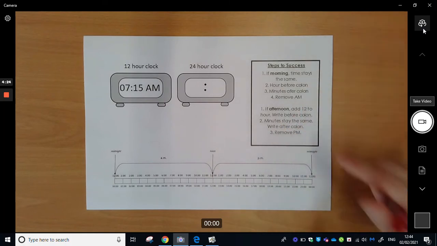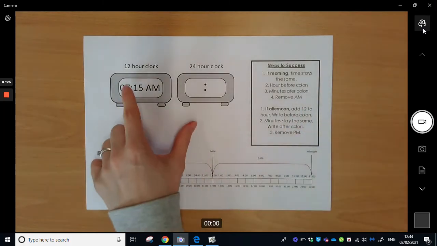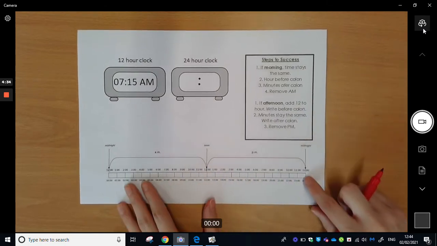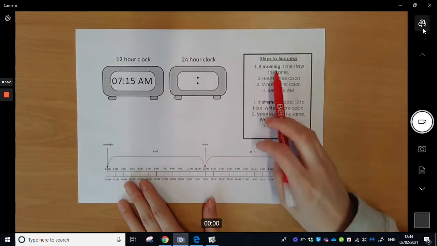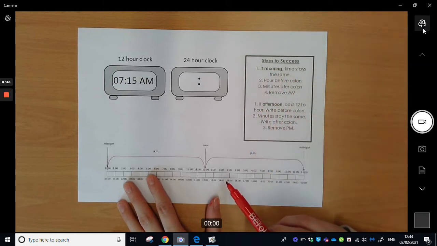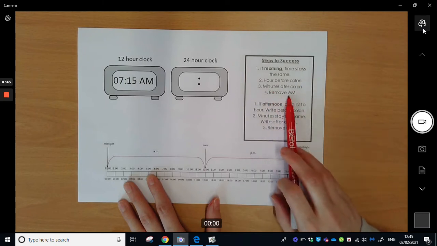So we've got our steps to success on the side, and we're going to be converting our 12-hour clock into the 24-hour clock. So listen to the steps really carefully and make sure you're following. We have got this down here to help us, which I'll zoom in on in a moment. So if morning, time stays the same. So the hour before the colon and the minutes after the colon, and remove the AM.